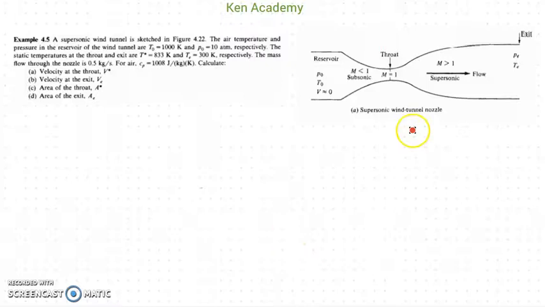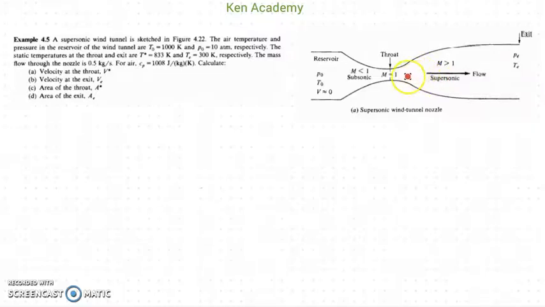Now in our divergent section, the flow of air is given by M greater than 1, which means to say that the Mach number is greater than 1, which also means to say that the flow of air is greater than the speed of sound. The flow of air becomes supersonic.